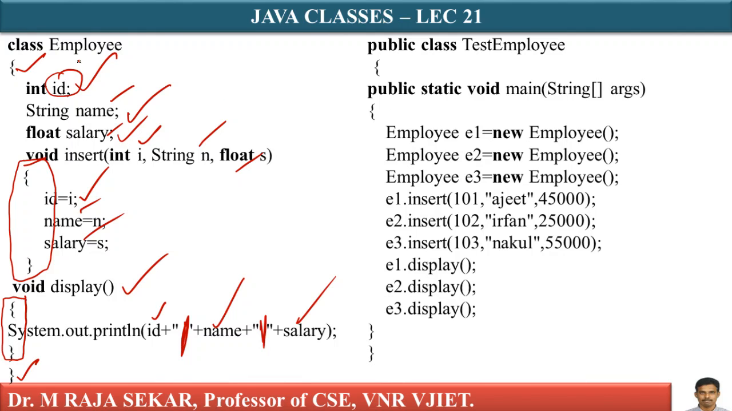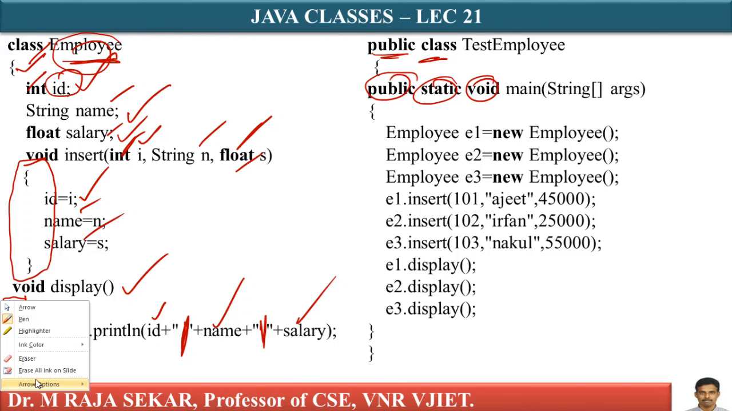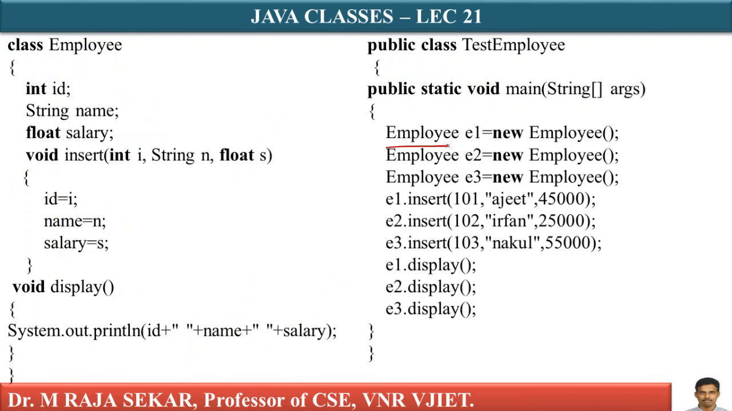Now, this is my Employee class, for which I will create an object in another class. Public class name is TestEmployee, public static void main. Here I am highlighting in bold letters because these are keywords, nothing more than that. Float is a keyword, int is a keyword, class is a keyword. How can I create an object? This is the class name. What is my class name? Employee. E1 is an object.